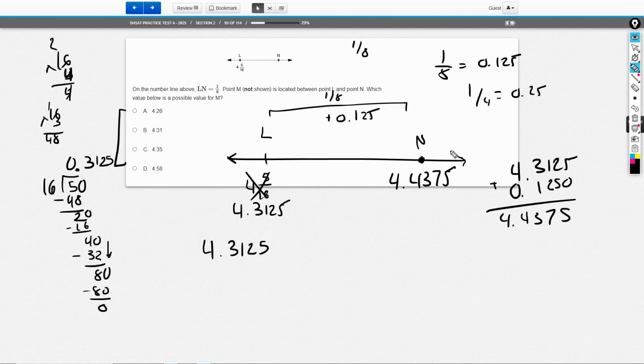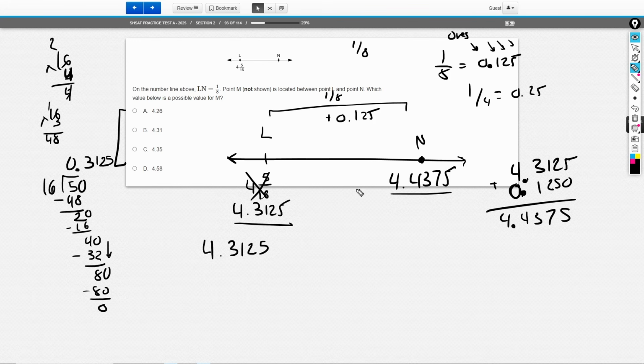Make sure to line up the leading 0. Line up this 0 right here, the 0 point, with the whole number. This is the ones, this is the tens, hundreds, thousands position, so match up the ones together, okay? And you get this. Don't make a mistake with your addition. So L exists at 4.3125, N exists at 4.4375.